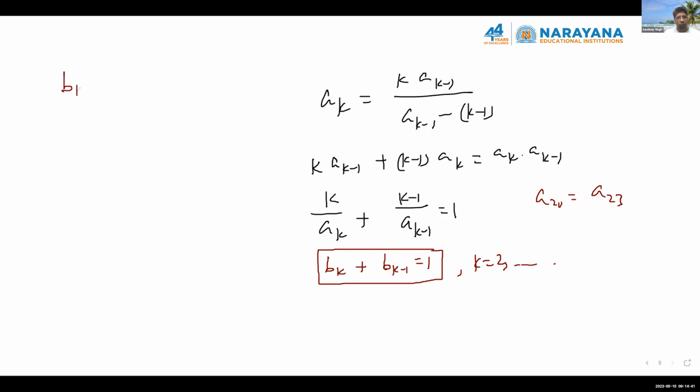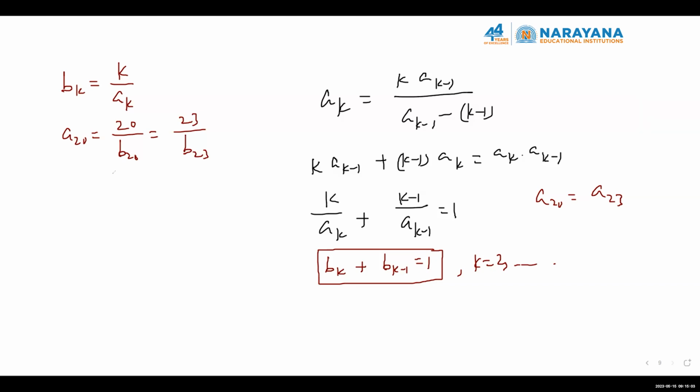So b of k is how much? b of k I have defined as k upon ak. So what will be b of 20? 20 upon A20. In other words, A20 will be 20 upon B20. This is also the same as A23, which will be 23 by B20. Are you following this, right?